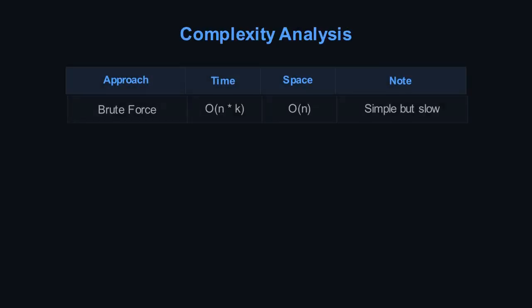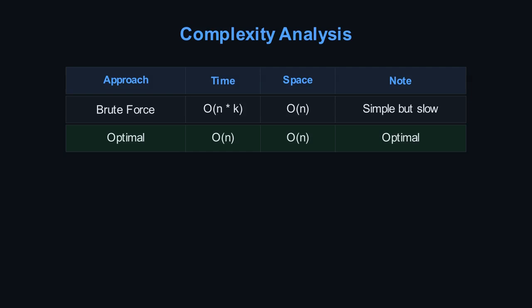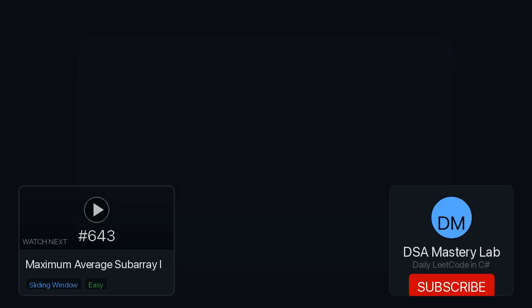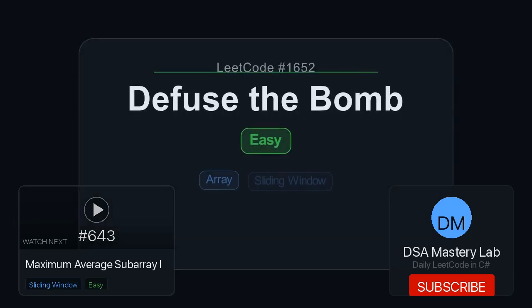The time complexity is O(n), as we iterate through the array only a constant number of times. Space complexity is O(n) to store the result array. This problem is a great example of optimizing a brute force approach using a sliding window.